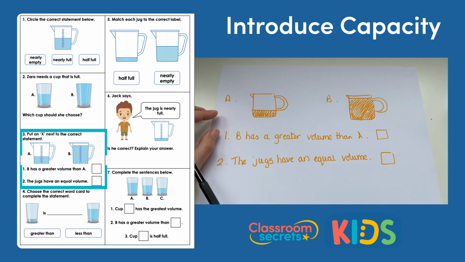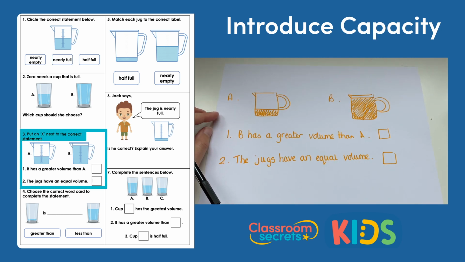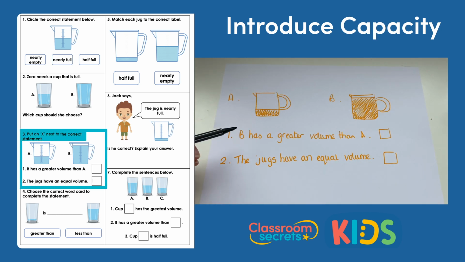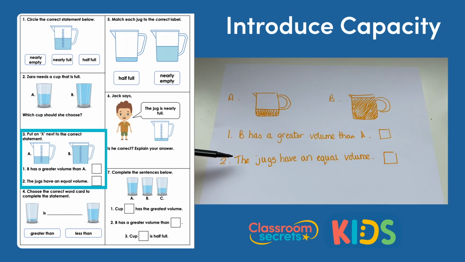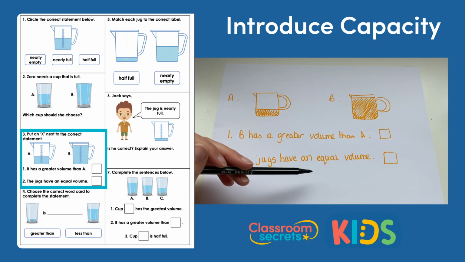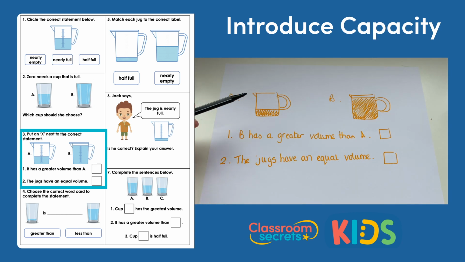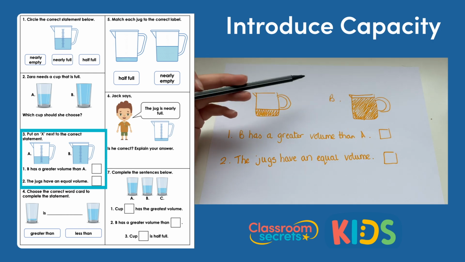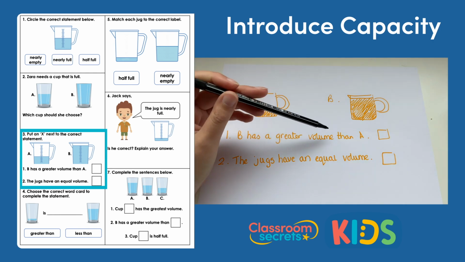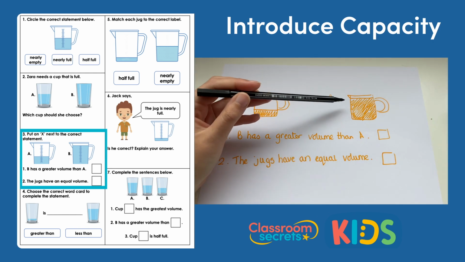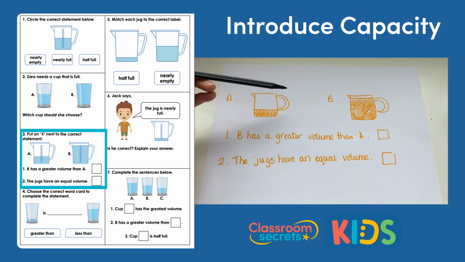Question 3. Put a cross next to the correct statement. And then we've got B has a greater volume than A, and we've got the jugs have an equal volume. So we're looking for the correct statement here, and I can see that A is very nearly empty and B is very nearly full. So B has a greater volume than A. Well, that is correct because B has more liquid in it than A.